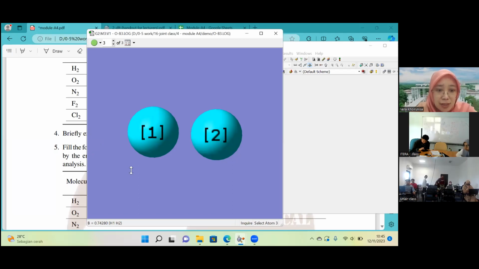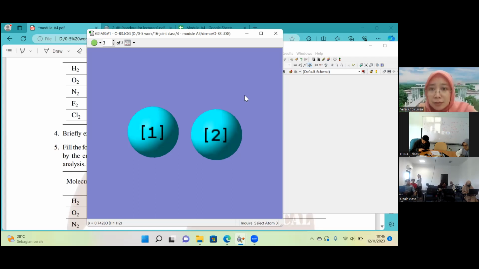Okay. Can you see here? Yes. So when you click it, you can see the bond length here. This is the number that you have to tabulate later. So that's the first routine, the optimization routine.